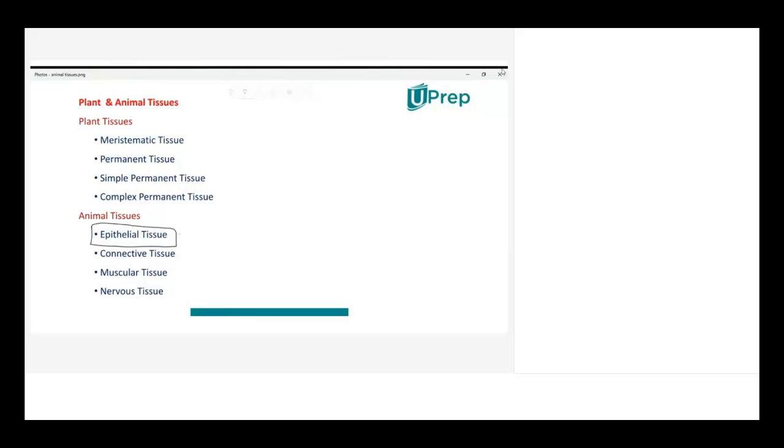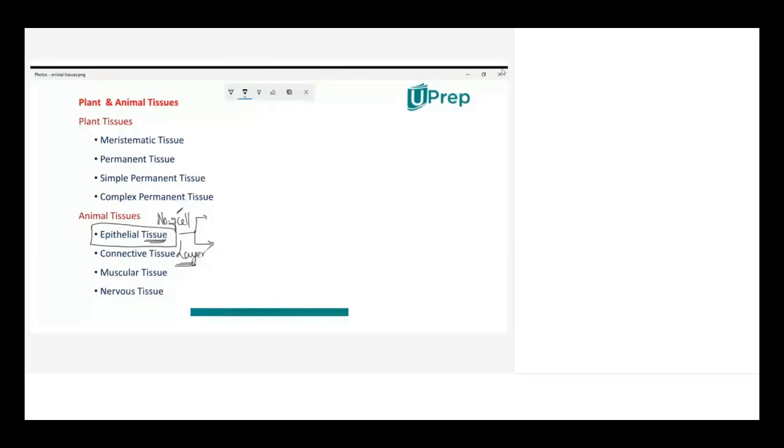When we take the epithelial tissue, epithelial tissue is again divided into two types based on number of cell layers. So when we talk about tissue, it's nothing but a group of cells. So in epithelial tissue, we'll be having various number of cells, and those cells will be arranged in layers.